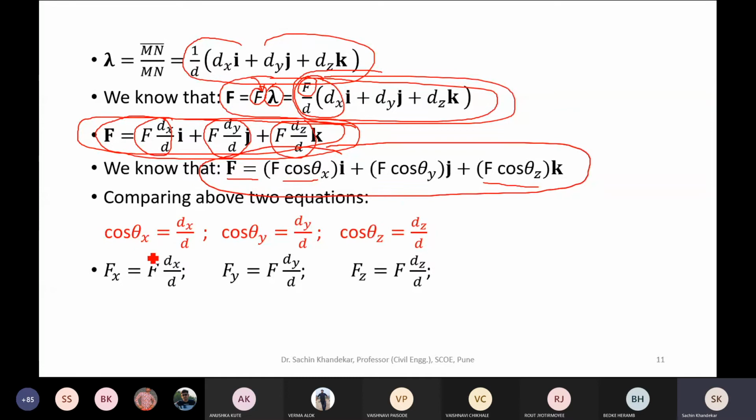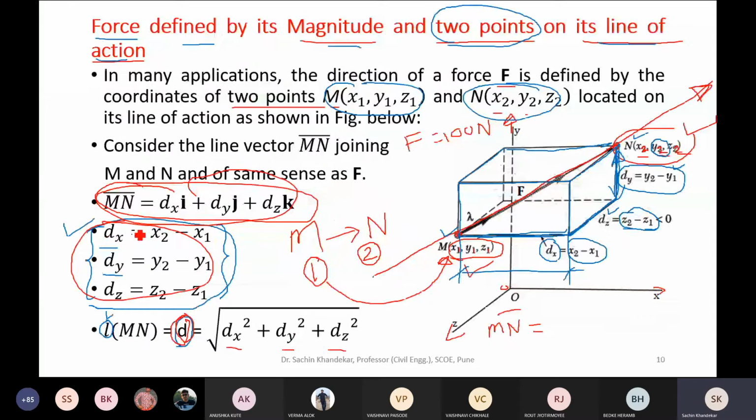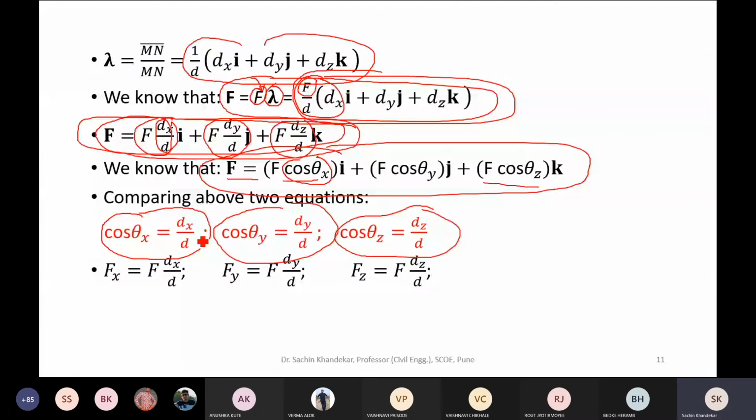I will get, no doubt, cos theta x, so this cos theta x must be equal to what? dx by d. Another important formula I have derived for the direction cosines. So cos theta x is equal to dx by d, cos theta y is equal to dy by d, and cos theta z is equal to dz by d, while dx, dy, dz and d we have already defined in terms of coordinates, correct?